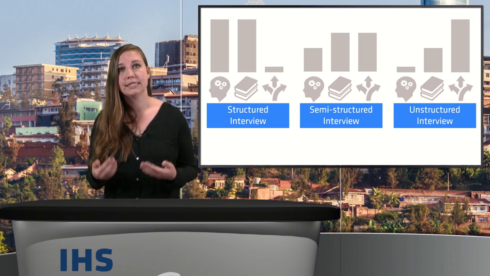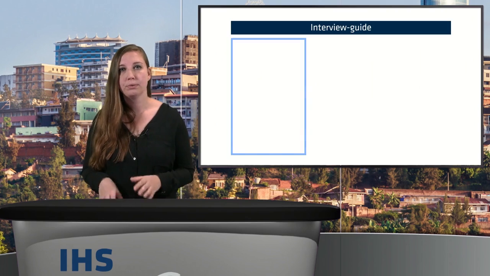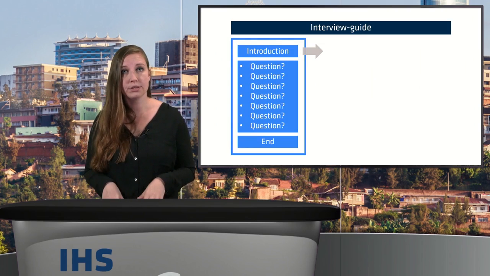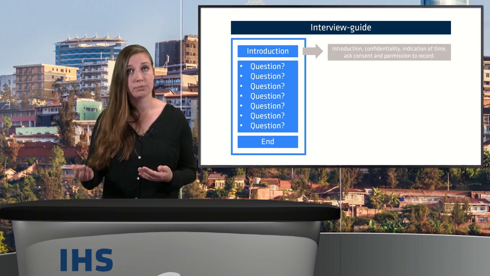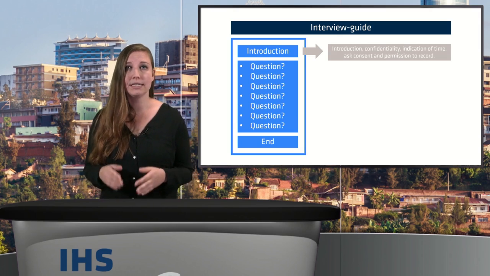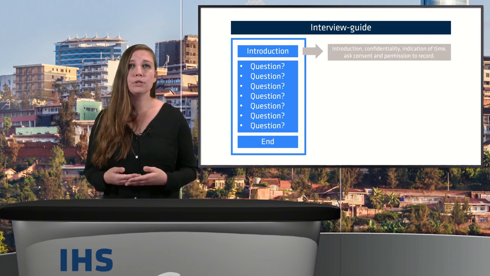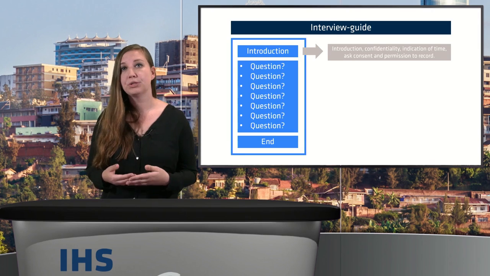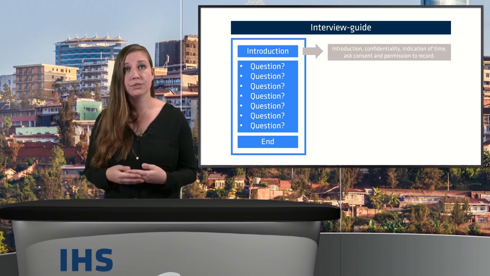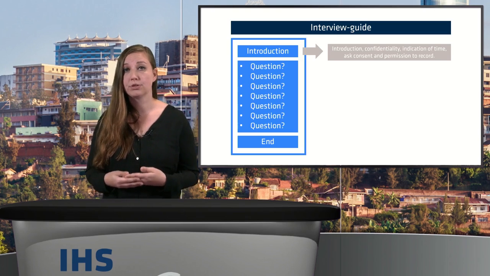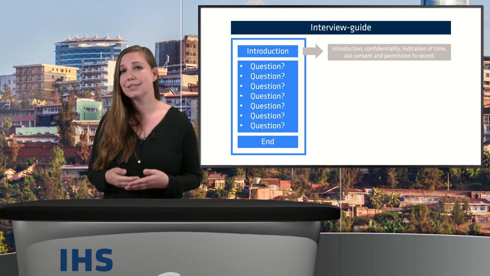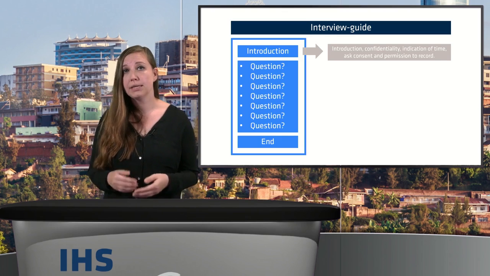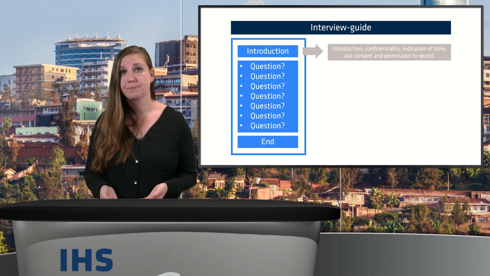Let's have a look at what an interview guide looks like. Well, it starts with an introduction in which you tell your prospective interviewee about yourself, your research, and indicate the time the interview will take. You also explain that the data from the interview will be treated confidentially, and you ask the consent of the respondent to actually be interviewed. At this point, also ask whether the respondent wants their interview to be treated anonymously, and whether you may use their responses in your thesis.